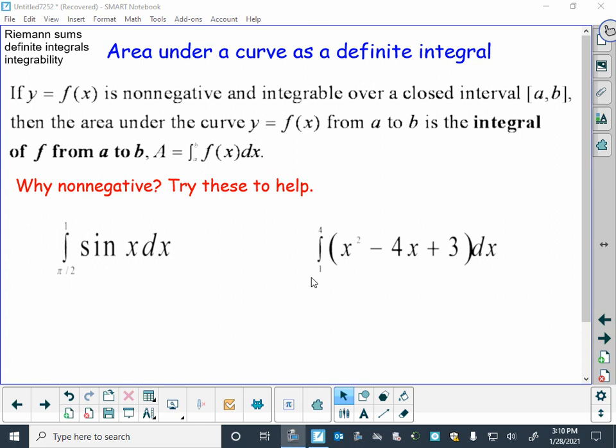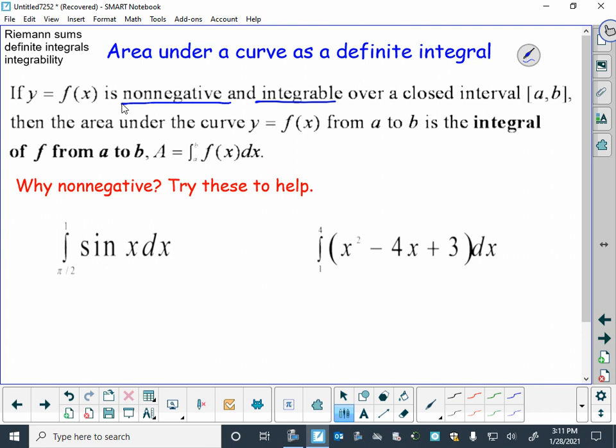All right, I want to make sure we have enough tools to complete the next assignment. So we're going to talk about area under a curve. This has kind of been our example along the way. This says specifically that if y equals f of x is non-negative and integrable over a closed interval from a to b, then the area under the curve from a to b is exactly the same thing as the integral of f from a to b.